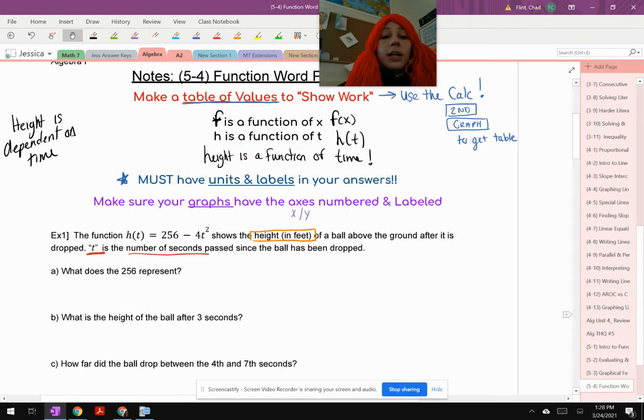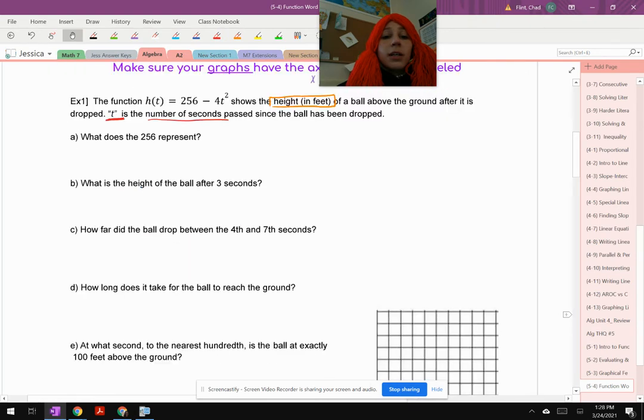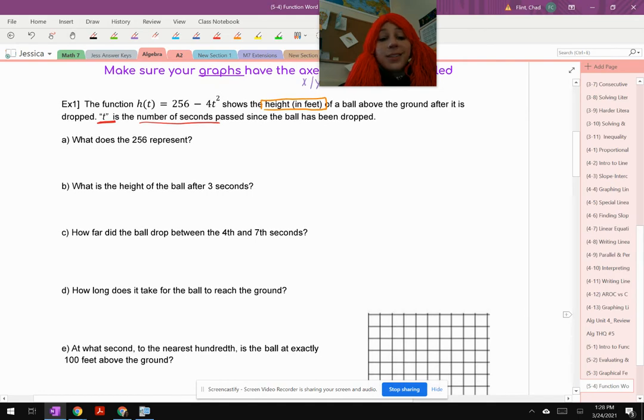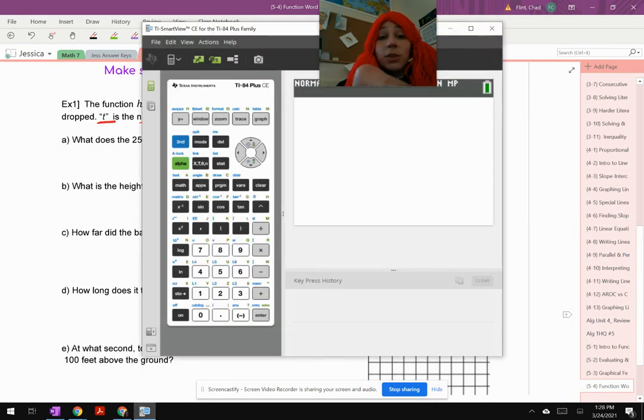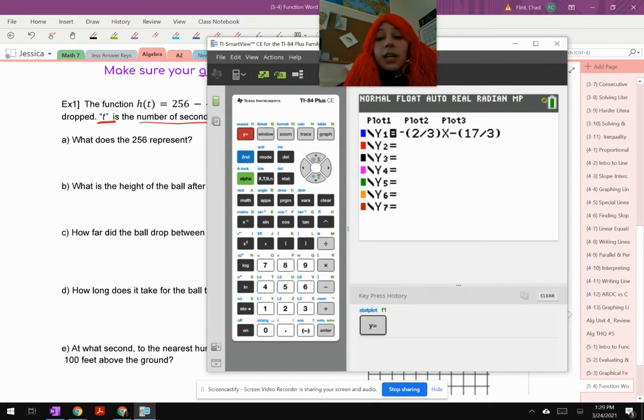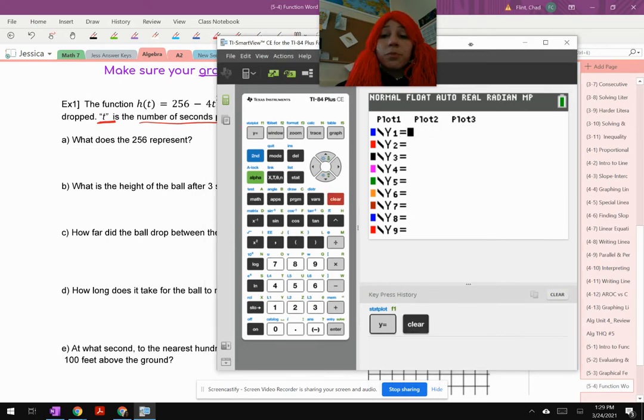So just like our notes tell us, we're going to make a table of values to help us show work here. And that's just going to be used with the calculator. In your calculator, remember to graph things or to get the table of values, you need to go to y equals first. If yours has stuff in it like mine does, make sure you clear it out so you're starting fresh.